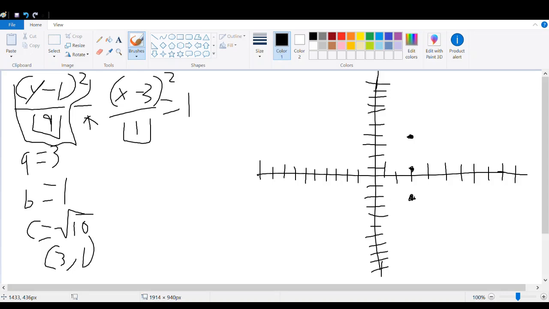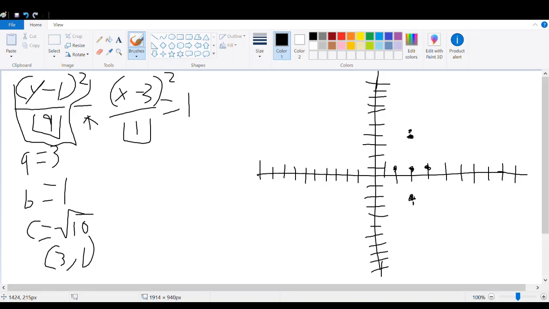Let's also graph the co-vertices just so we can imagine our box that I talked about in the last episode. If you haven't seen that, go ahead and check it out. b is 1, move 1 over this way, 1 over this way. And then we technically could graph c. We don't need to. If this was an actual math test, your teacher would want you to. So I'm just going to do it. So square root of 10 is about 3 point something, 3.1 or 3.2. So down from the center, it's 1, 2, 3 point a little bit.